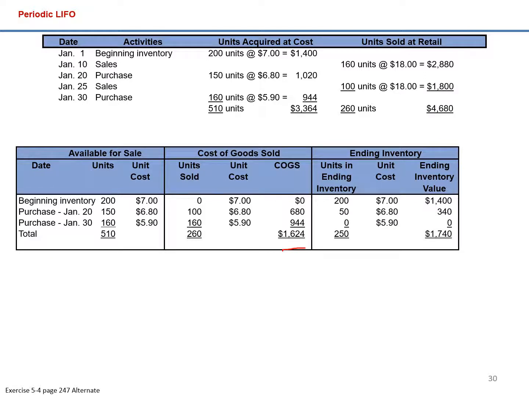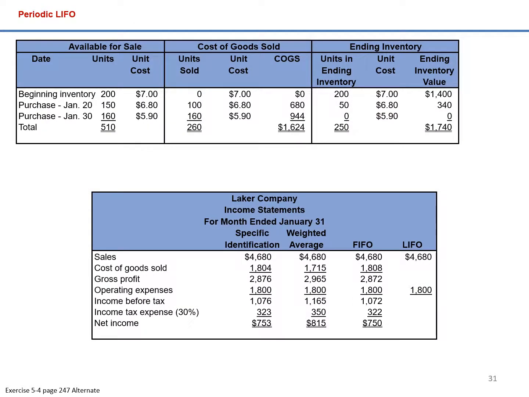Cost of goods sold of 1,624, ending inventory of 1,700. If we prepare our income statement using the LIFO method, we bring down our 1,624. 4,680 minus 1,624 is gross profit of 3,056, less operating expenses of $1,800 equals income before tax of 1,256, times 30% income tax expense of $377, for total net income of $879.